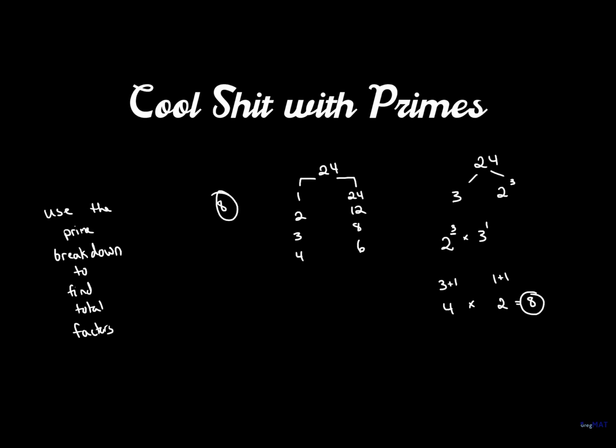Okay, let's illustrate that with another example. All right, let's take 30. So the first thing we do is our little 2-column method. So we have 1, 30, 2, 15, 3, 10, 5, 6. So again, 8 total factors.